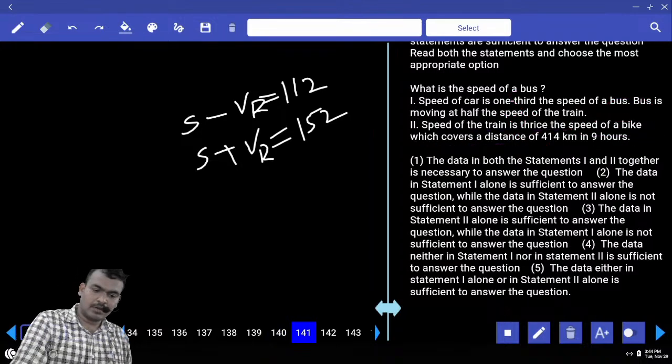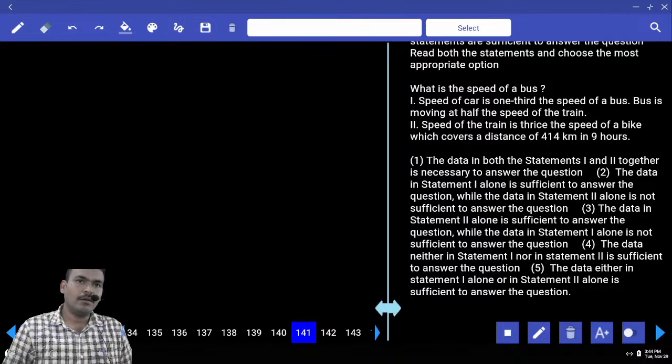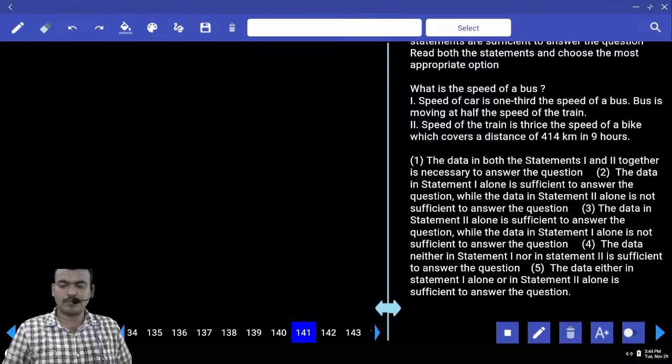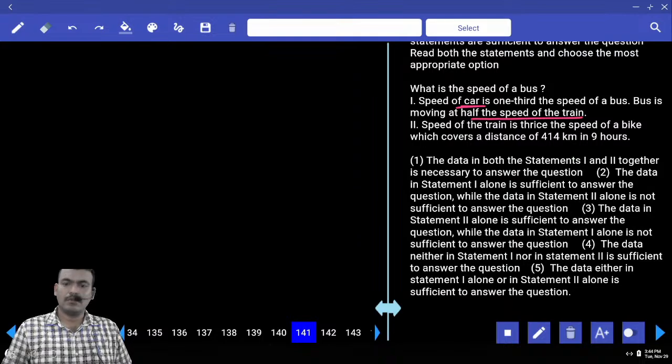Question number 141. What is the speed of the bus? We require which speed? Bus speed. What is the first statement? Speed of the car is 1/3 of the bus. Bus is moving at half of the speed of the train. If we require bus speed, definitely we need to know either car speed or train speed. Only one alone is not sufficient.